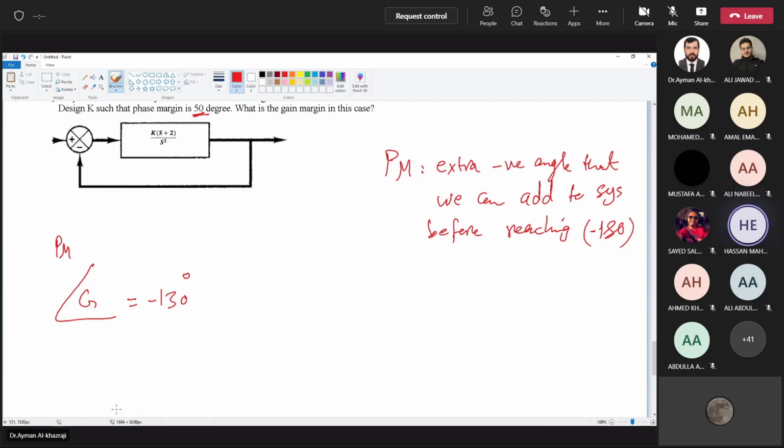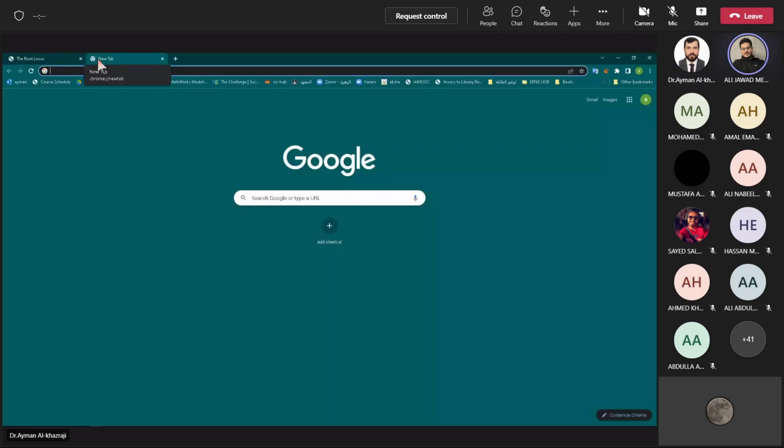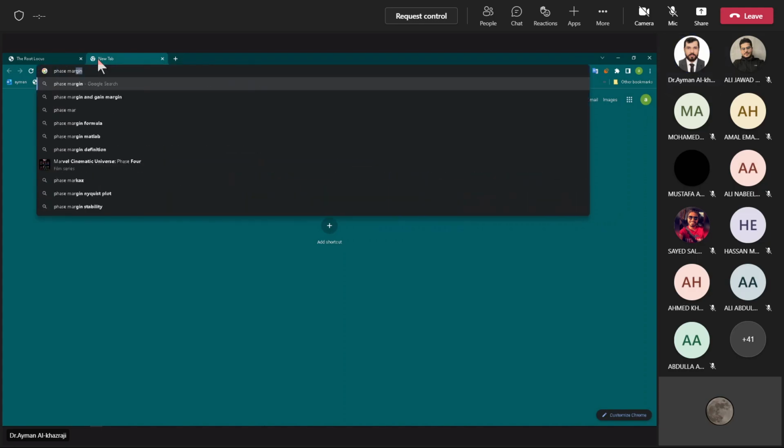I didn't get it. Okay. What is the phase margin? Phase margin is the negative angle that I can add to my system before reaching minus 180. This is the definition. Okay or not? I can put it in this definition. You just use the same formula, 180 plus. Yes. Okay. Because some of the students did not get it, I say it in a different way. I will write phase margin on the board. You will understand it.